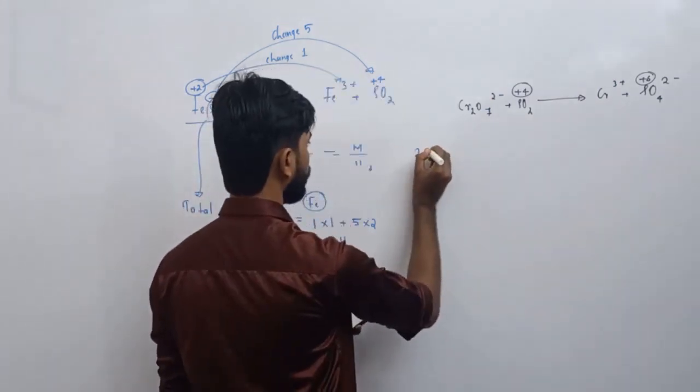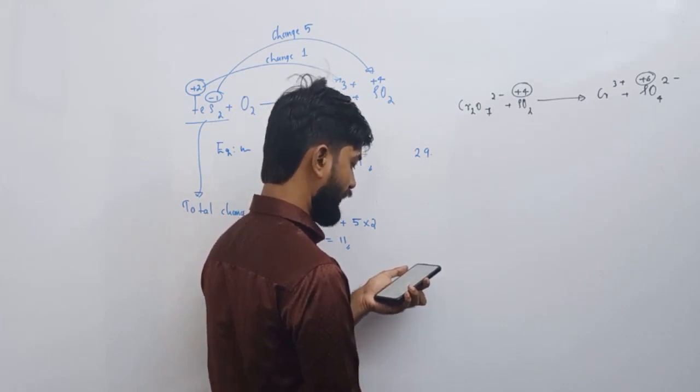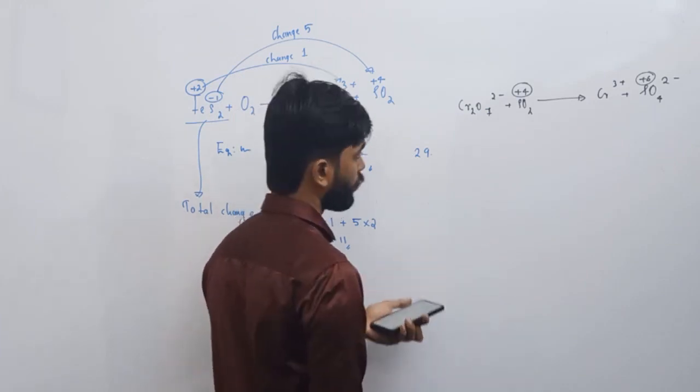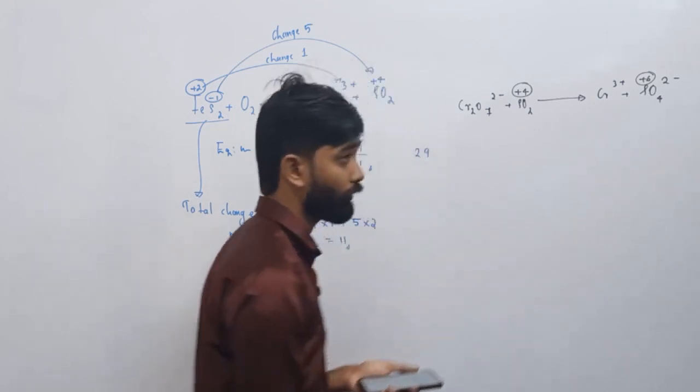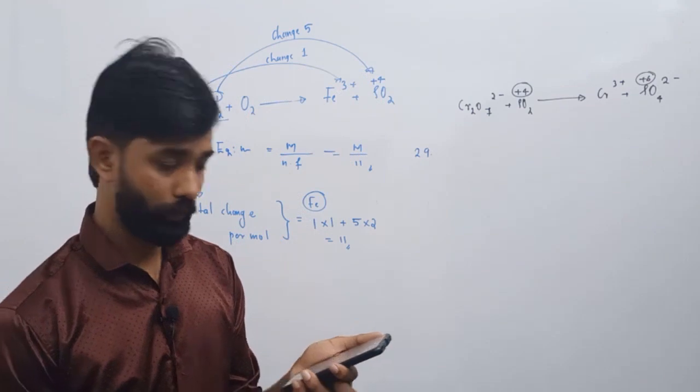Question number 29. What about the question? How many moles of FeSO4 react with 1 mole of KMnO4 in acidic medium? Okay.